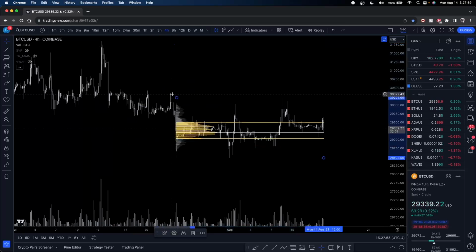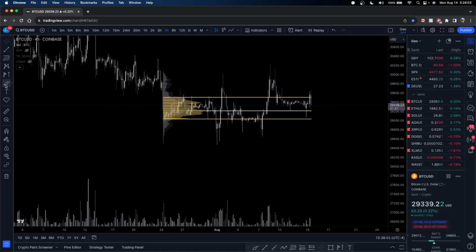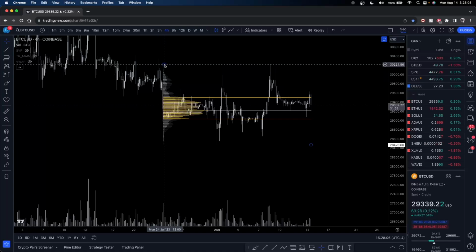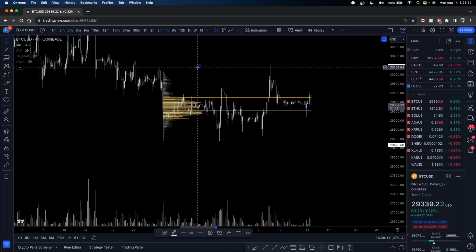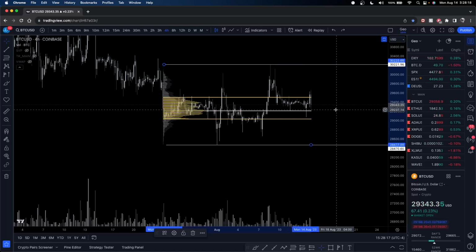So right here we had a dump. We're on the 4-hour time frame. If you can see clearly here, we have a low, we have a high, and this is our range, and this is our fixed volume profile for that range, right? Typical, very easy, nothing too crazy there.